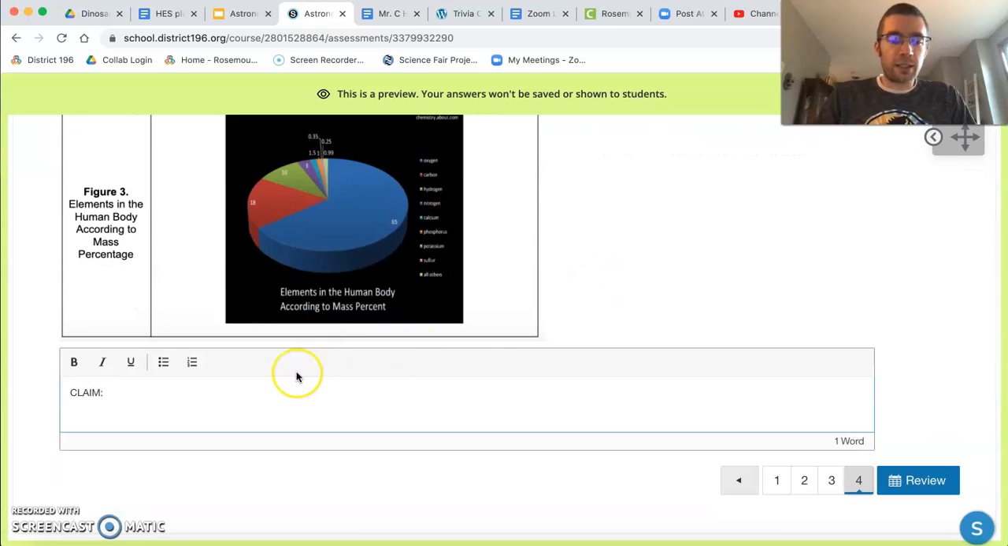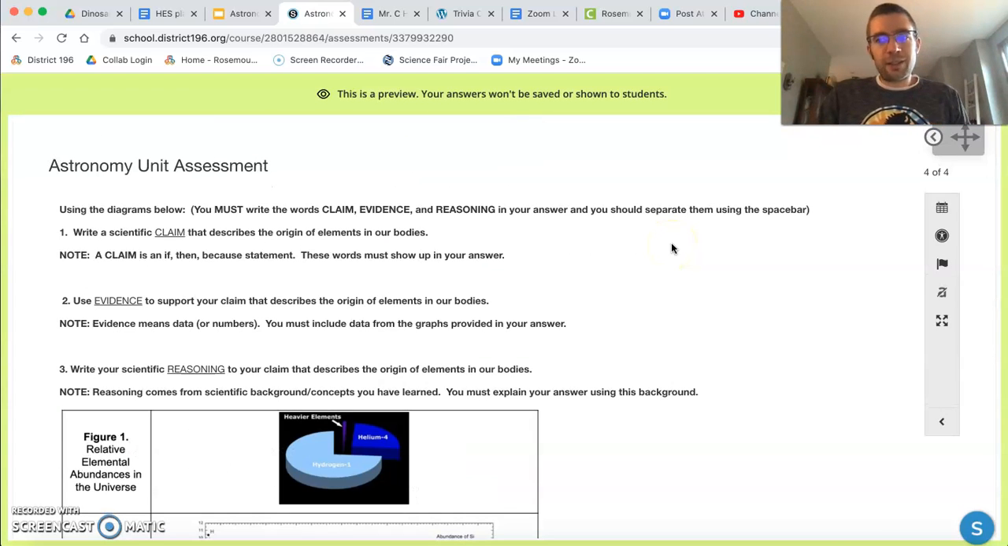So it says claim, if our bodies are made from processes in stars, then you fill in the rest. So I've got the if, then there's the then. You need to fill in, and then you should have a because. So if, then, because. Now that statement shouldn't be overly long. It's a claim, you're stating something. You're not explaining, you're not going into detail, you're just stating it. Which will get us to step number 2.